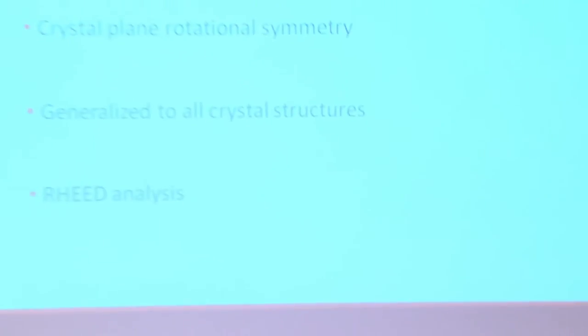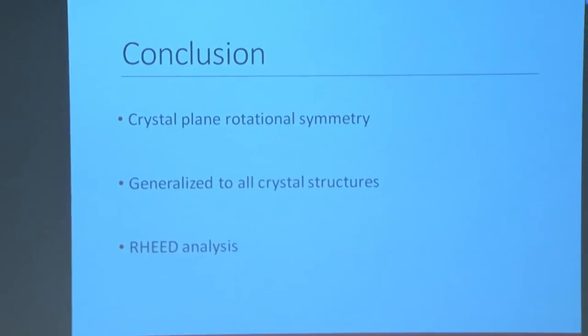Because all we need is to rotate the sample and assess the Kikuchi lines that we see on the ReED detector. This is a very simplified and streamlined process compared to the very complex mathematics that goes into converting what we see on the ReED pattern into an actual physical lattice structure. So my method allows us to determine the crystal plane rotational symmetry of a substrate.